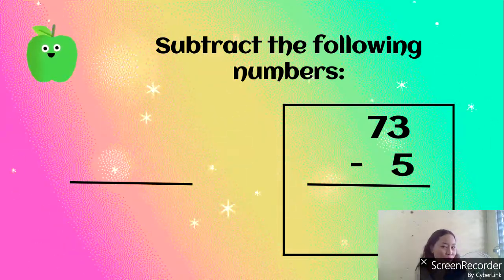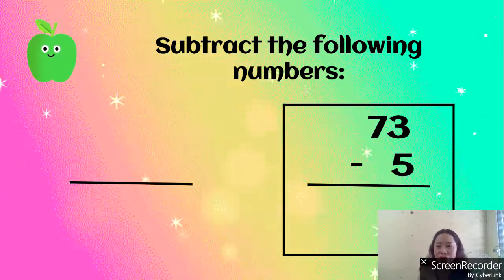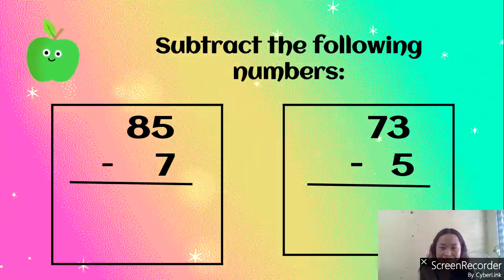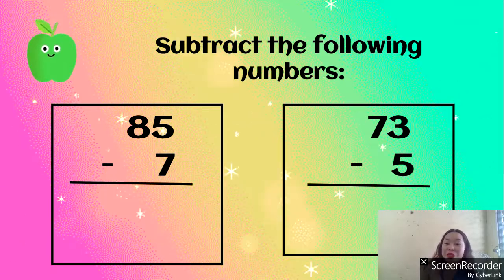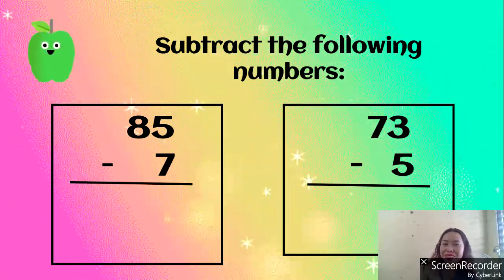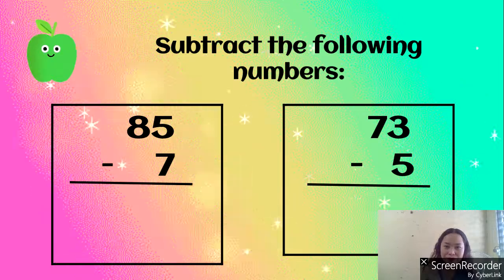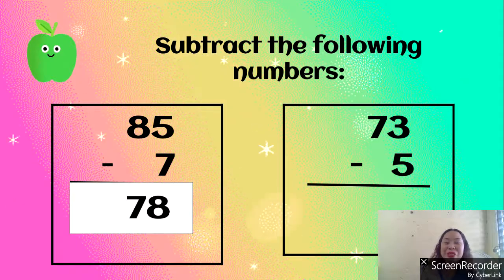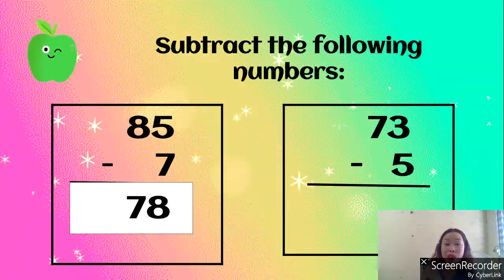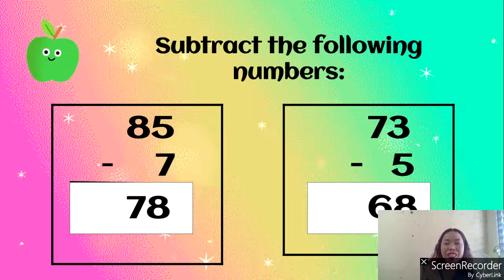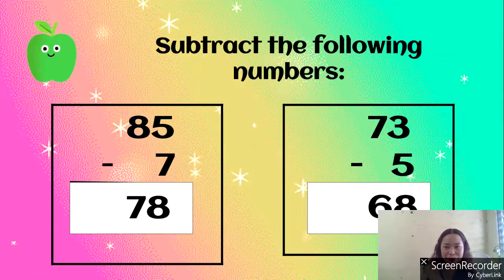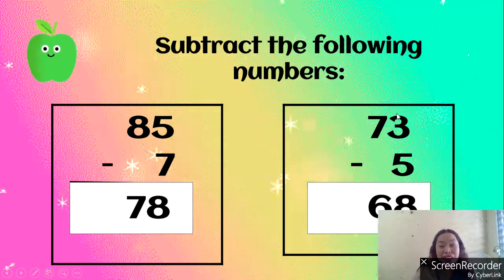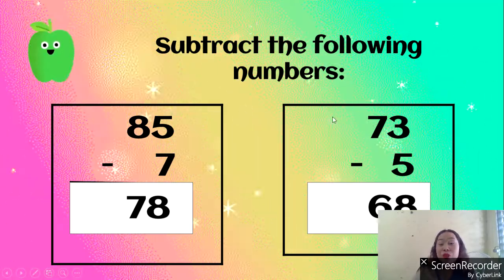So now, you try to subtract the following numbers. 73, 87 minus 7 equals, and we also have 73 minus 5 equals, very good. 85 minus 7 is 78, and 73 minus 5 is 68. So, di ba, na-observe nyo, mas malaki yung number sa baba kesa sa taas sa place value ni ones.